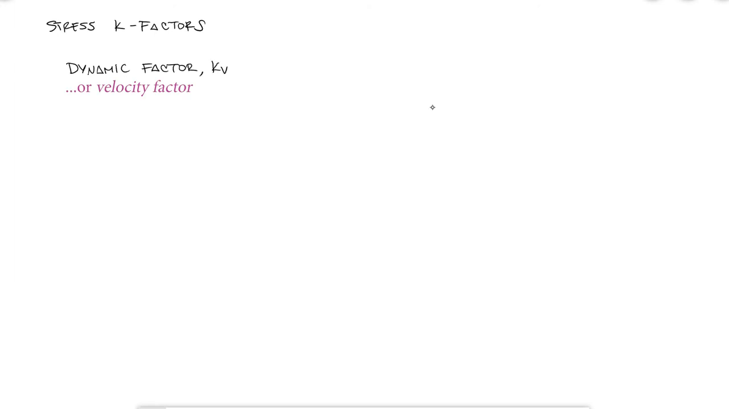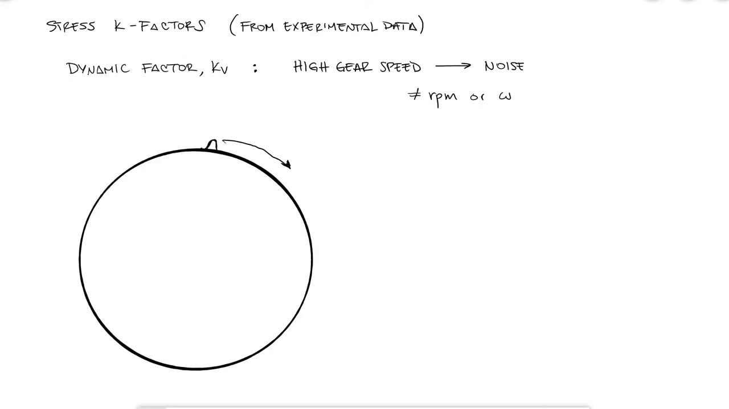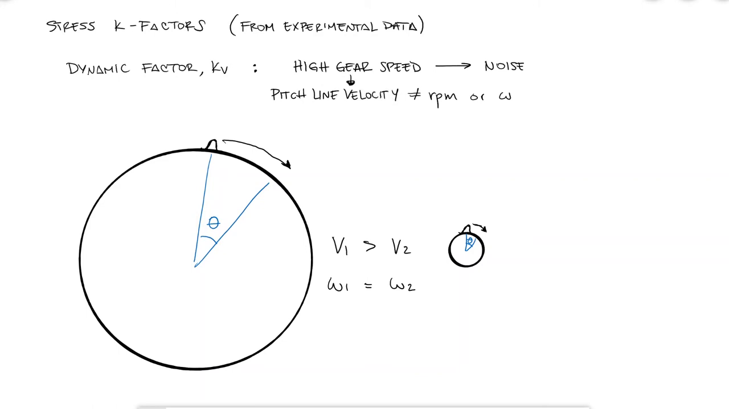Just like the Marin factors that modify the endurance strength, generalizations of how these factors behave have been found experimentally. When gears are rotating at a high speed, noise is generated. The speed that matters is of course not the revolutions per minute or the angular velocity, since those don't mean much in terms of how fast the teeth are traveling. A tooth on a huge gear would be moving much faster than a tooth on a super small gear traveling at the same angular velocity or RPM. For this reason, we use the pitch line velocity that I mentioned in the previous video.